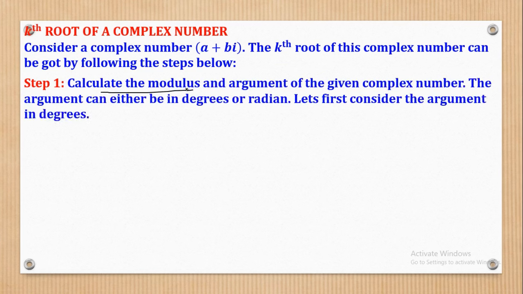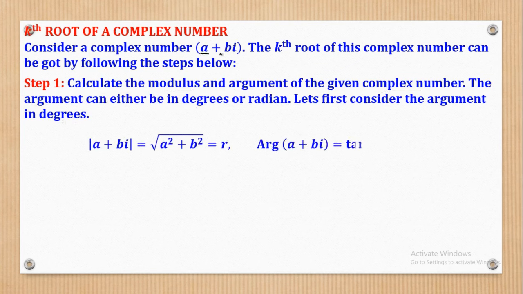The first step says calculate the modulus and argument of the given complex number. I believe by now you know how to get the modulus and argument of a given complex number. So step 1 is okay. The argument can be either in degrees or radians. So let us first consider argument in degrees. So we are going to first write the steps where the argument is in degrees. Then at the end we shall put a note where the argument is in radians. What do you do? Okay, so that means that the modulus of this is this, which is denoted by R. Then the argument of this, remember it's first quadrant angle, so it should be arctan of imaginary over real, which let it be theta.